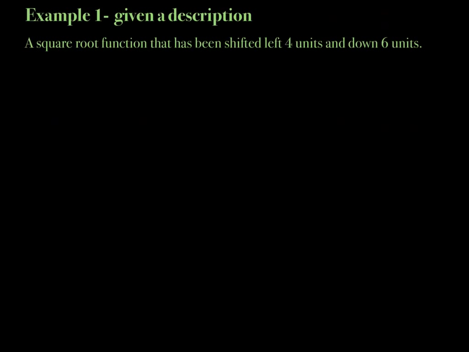For example 1, you're going to be given a description, and that is a square root function that has been shifted left 4 units and down 6 units. Alright, so the first thing we're going to do is take this description and figure out what A, H, and K are. It says it has been shifted left 4 units, so our H has to be -4. And it says down 6, so our K has to be -6.